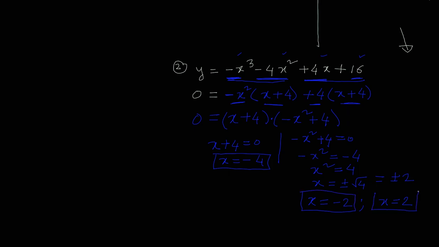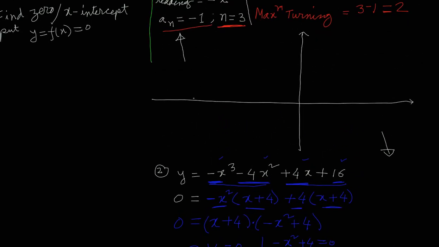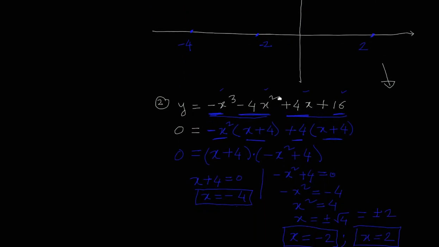So let me plot these three real zeros on this graph paper. One is negative 4, one is negative 2, another is positive 2. So I have one real zero at negative 4, another real zero at negative 2, and another real zero at positive 2. Okay, so these are my three real zeros. Now I already got three real zeros.